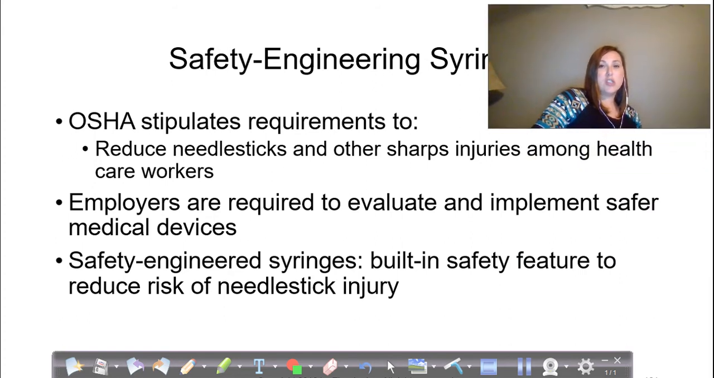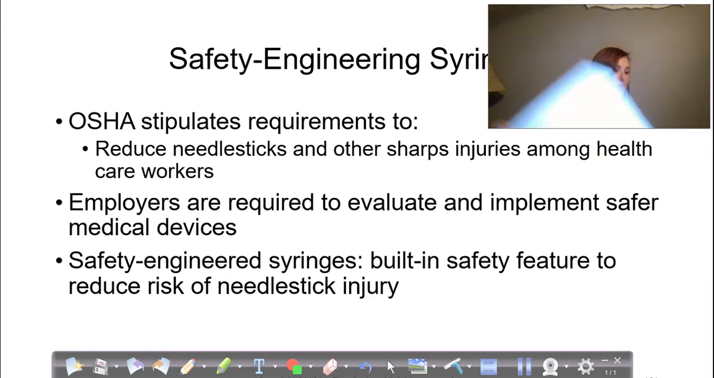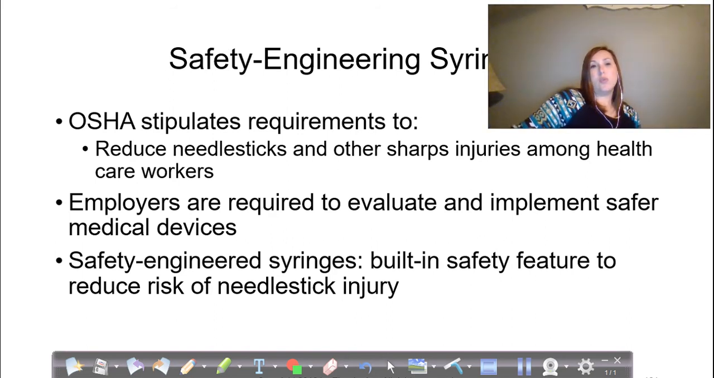Your safety engineered syringes, so OSHA stipulates that your needles need to have a safety device to reduce needle sticks and sharps injuries in healthcare workers. So employers are required to evaluate and implement safer medical devices. We talked about this in our OSHA talk. But there's a built-in safety feature. It's a covering to the needle so that no one gets stuck, and it helps reduce those needle stick injuries.